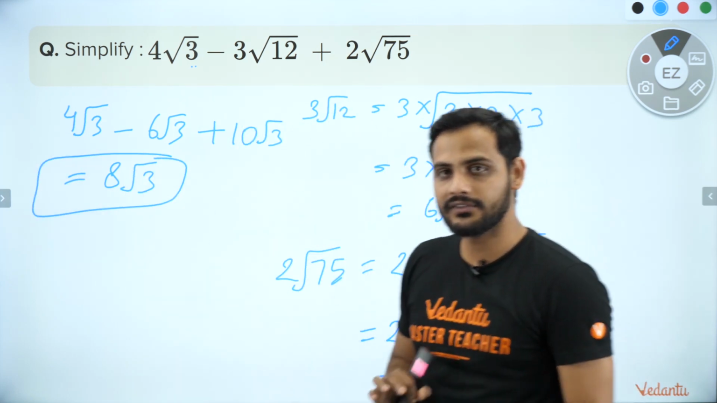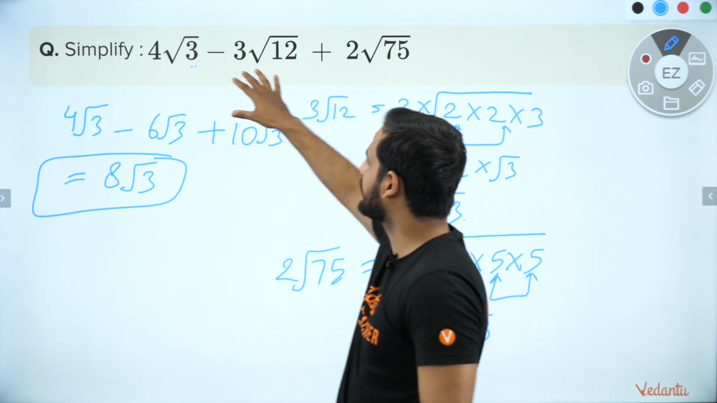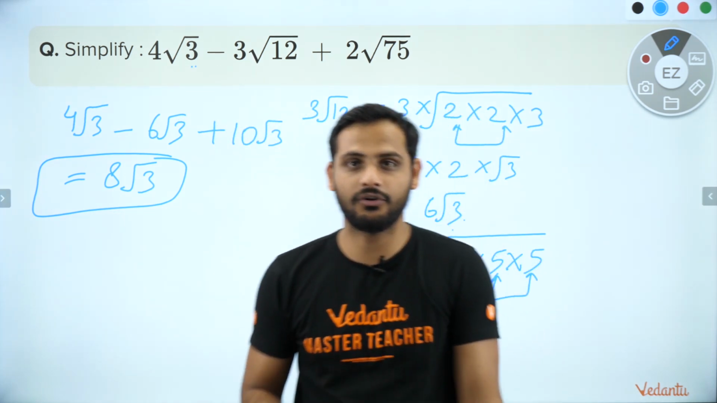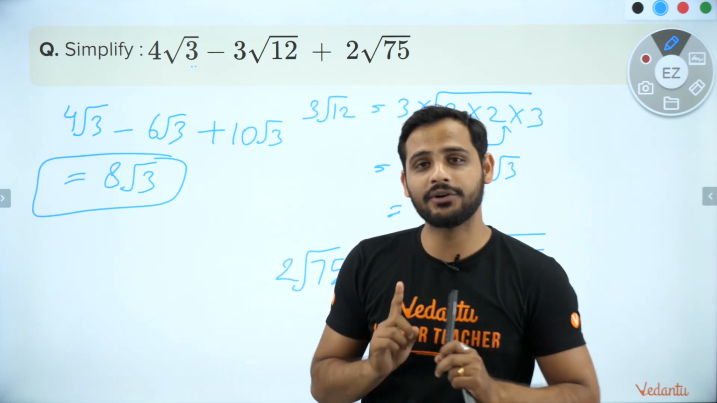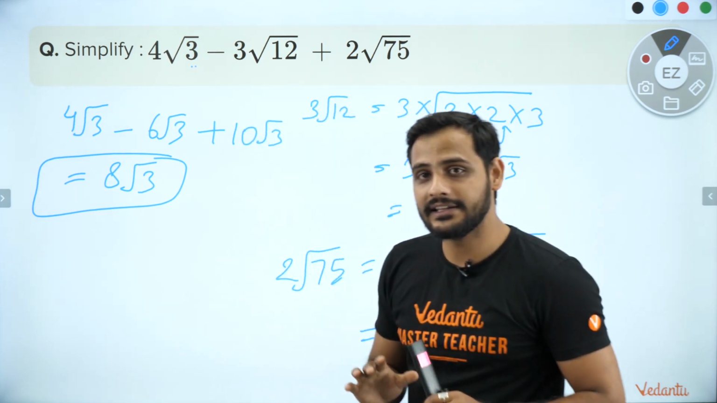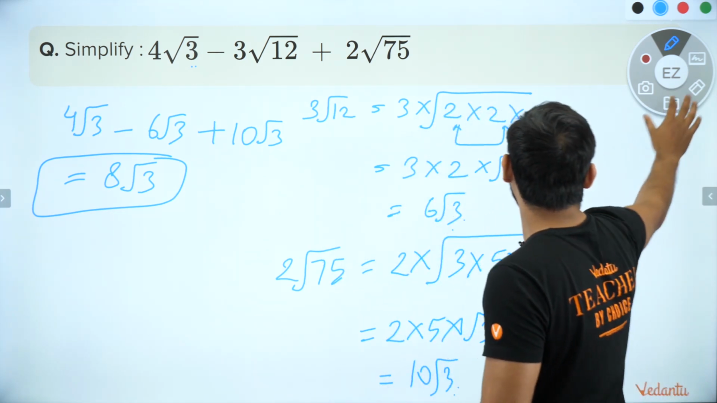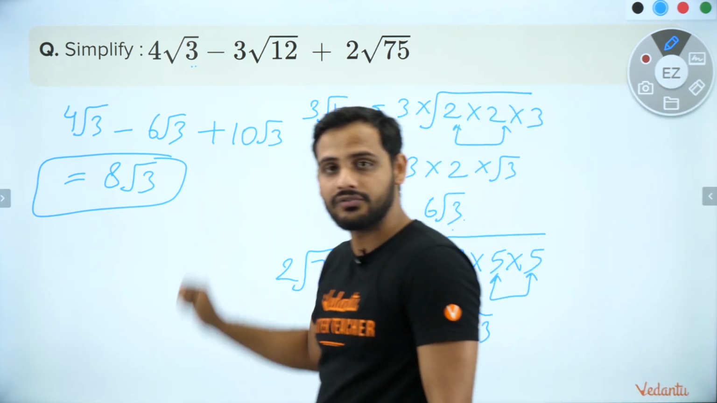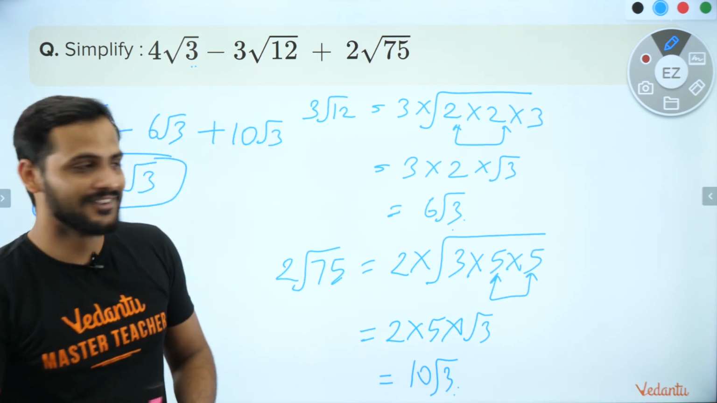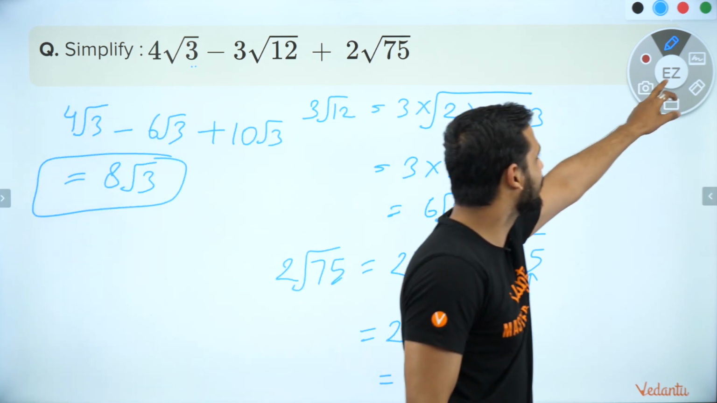So always, whenever these kind of sums are there, first see whether they are in their simplest form or not. If they are not, whenever you convert them to simplest form, in the end you will be able to add them, as you have seen. This is a very good question, okay? And I hope all of you have remembered how to simplify it, okay? So let's move on to the next question now.